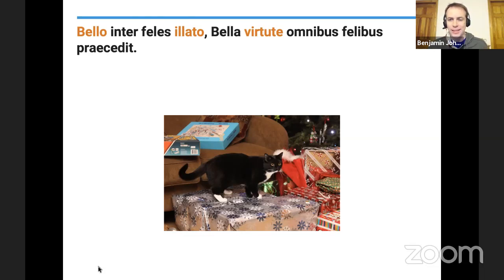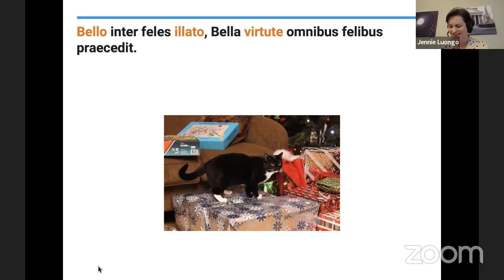Omnibus felibus. It looks ablative, but it's actually a dative here. With respect to her virtue, her felinity, something like that. I mean, there's the part of virtus that's kind of hard to bring onto cats, but her courage maybe something like that. Yes, with her courage. I like that.